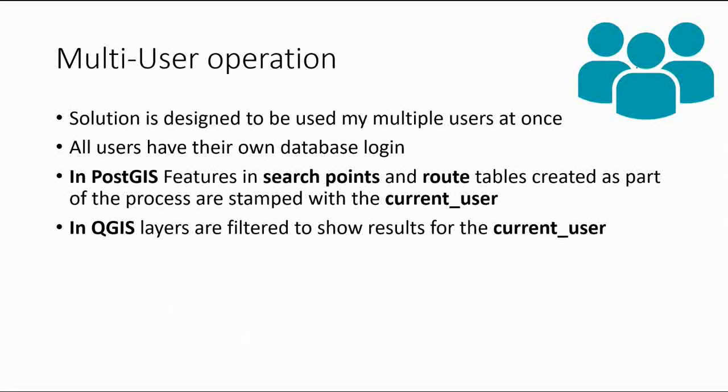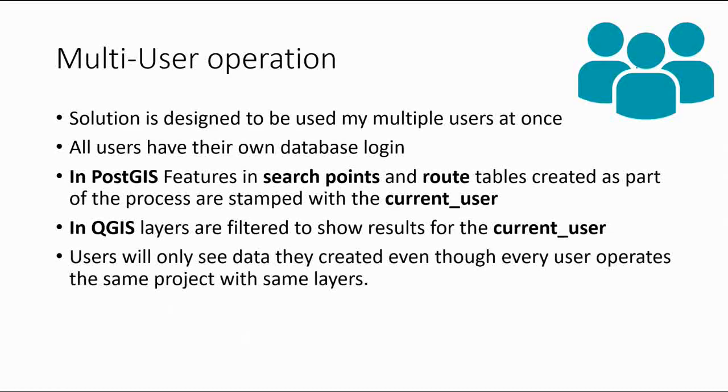Then in QGIS, we filter all these layers based on the current user as well. So you will only see the features that relate to your user. Users will only see data they created, even though every other user is operating using the same project with the same layers. I could also mention here that when you have completed one route and then you go on to create a new one, the information from the previous one is archived. The route is archived as a record, and then the point is deleted. So there's only ever one point within that layer.